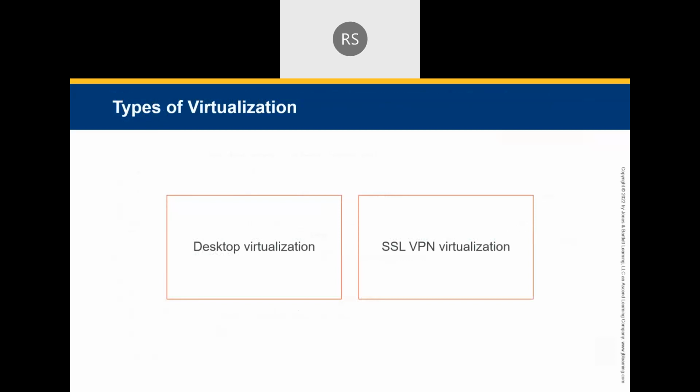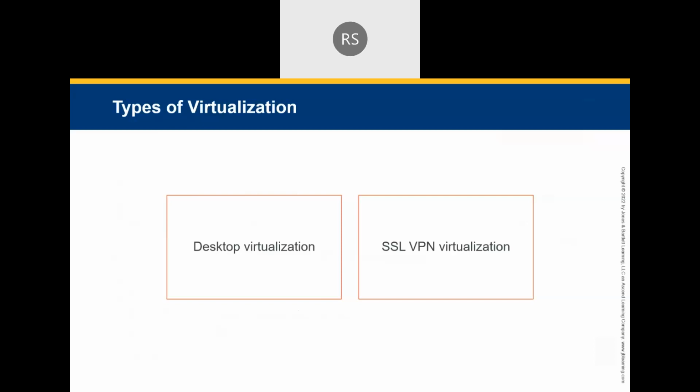Now we're going to look at two different types of virtualization. We'll look at desktop virtualization and the SSL VPN virtualization. So first, with the desktop virtualization, using this approach allows you to create virtual desktop environments that are hosted centrally and accessed remotely by end users. With this type of virtualization, users can access their desktop environments from various devices, and it provides flexibility and ease of management.